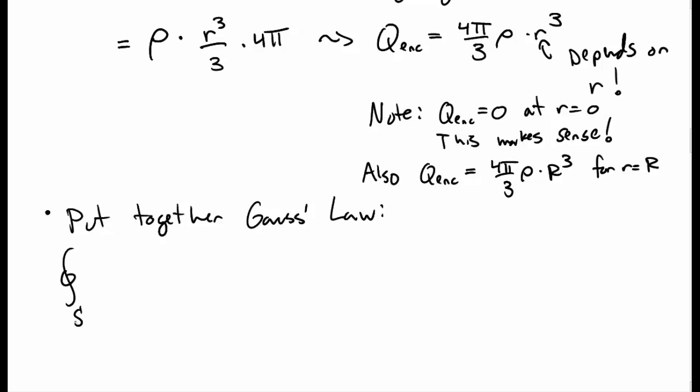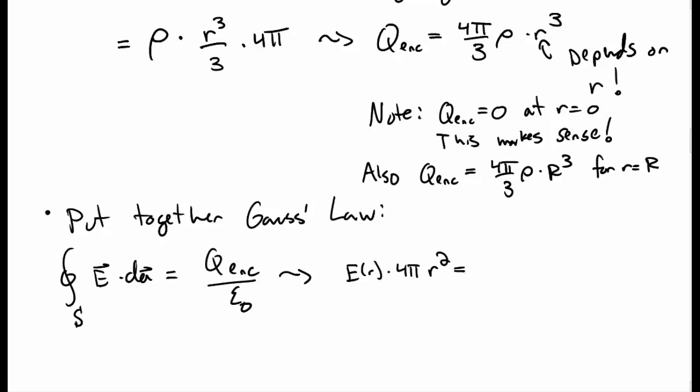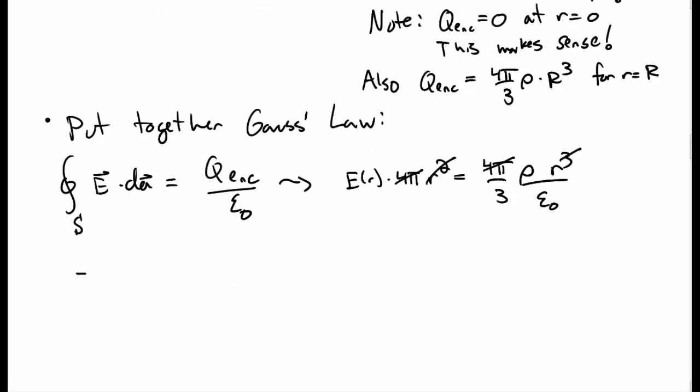So let's put this all together into Gauss's law. So the closed integral of E dot dA inside is equal to Q enclosed inside of the sphere over epsilon naught. Or that means the electric field times 4 pi r squared is equal to 4 pi over 3 rho little r cubed over epsilon naught. So 4 pi's cancel, and some of the r factors cancel in this case. So we find the electric field is rho over 3 epsilon naught times r inside of the sphere.